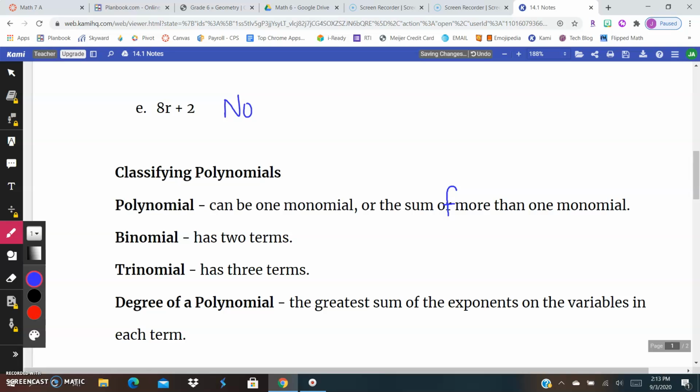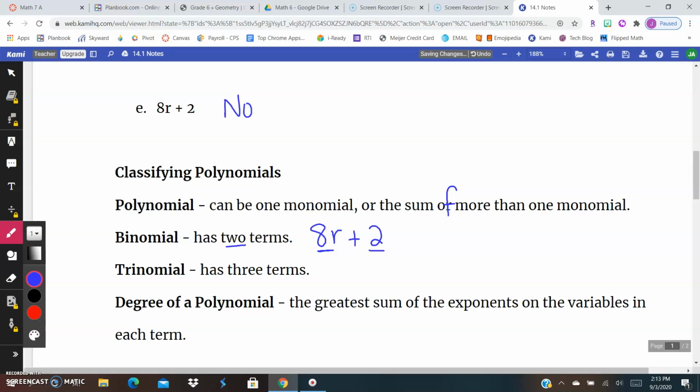Polynomial is an umbrella term of all of them put together, okay? So binomial has 2 terms. That 8r plus 2 has 2 terms. It's separated by a plus or a minus sign. So this would be a term and this would be a term. That's a binomial with 2 terms.